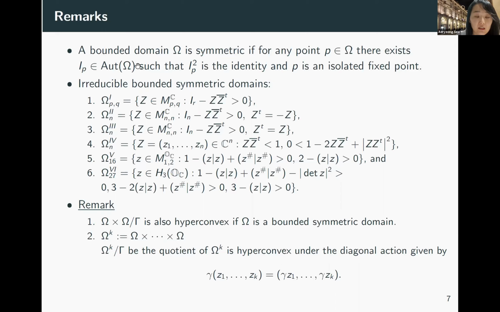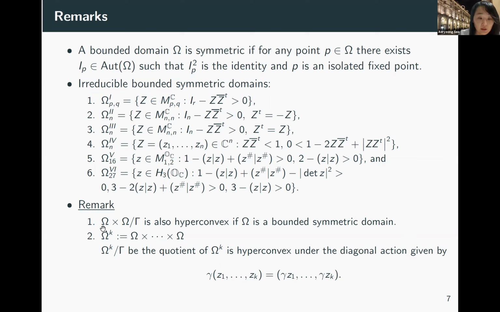And here are some remarks. If we consider a bounded symmetric domain, then what I said before is also true. Here, a bounded domain omega is symmetric if for any point p in omega, there exists an automorphism, an involution, such that it has p as an isolated fixed point. These bounded symmetric domains were classified in the 1920s by Cartan, and these are the products of the following irreducible ones. Here, the first 4 are classical and the last 2 are exceptional.